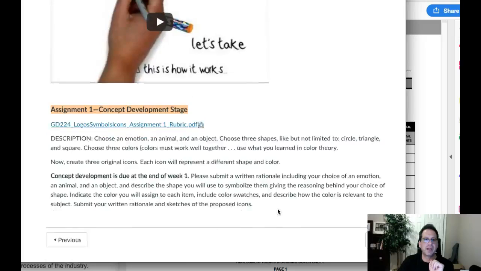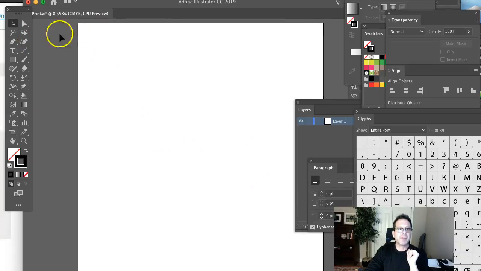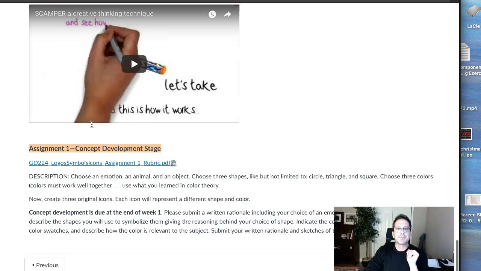So let me give you a quick example here. I would like to provide you with a couple of examples. Now, keep in mind, I am in Adobe Illustrator, but you will be submitting your concept development with sketches.